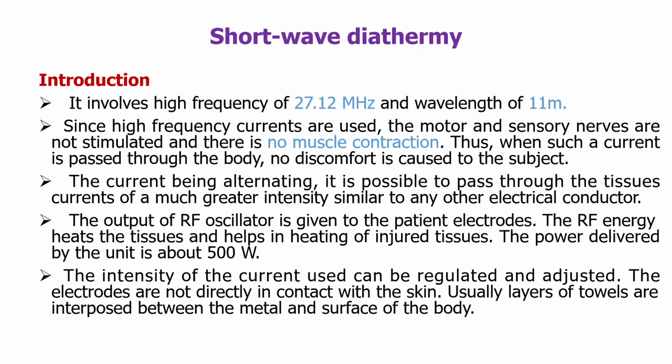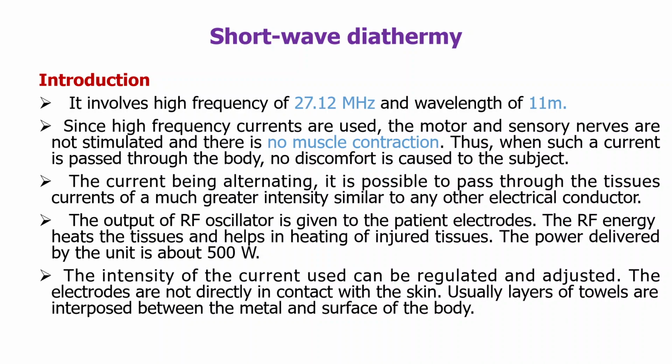Here we are going to discuss shortwave diathermy. The frequency is 27.12 megahertz and the wavelength is 11 m. When we apply this short wave to the human body, the motor and sensory nerves are not stimulated and there is no muscle contraction. It won't disturb the patient in any way, and mostly there are no discomforts to the patients.